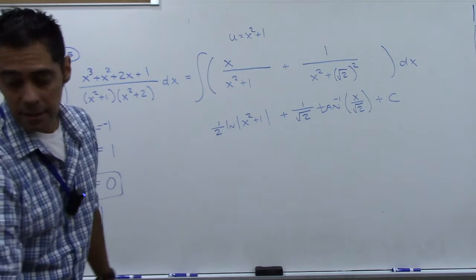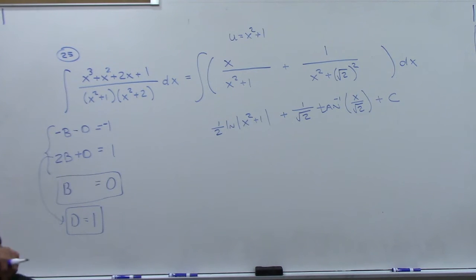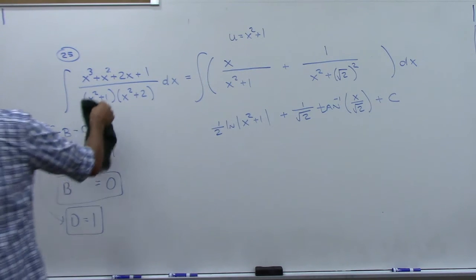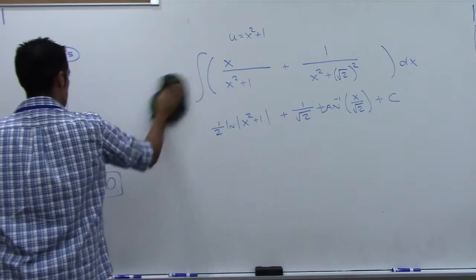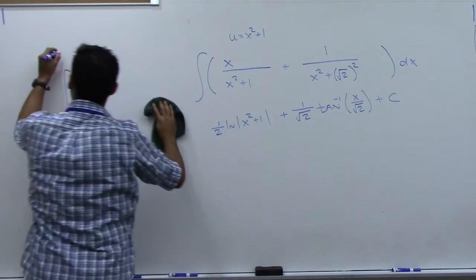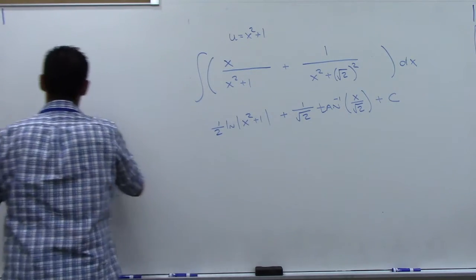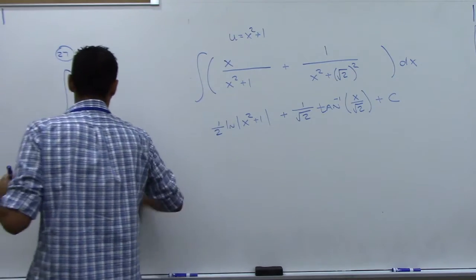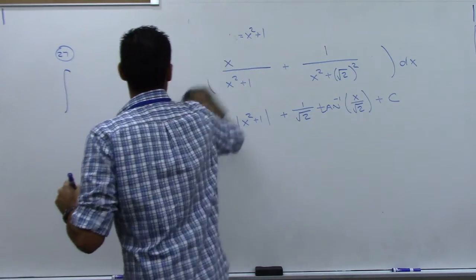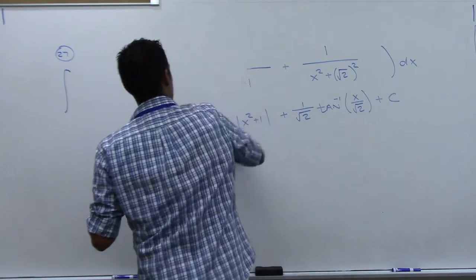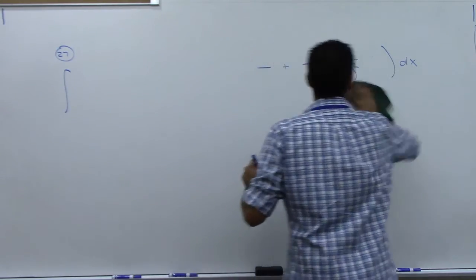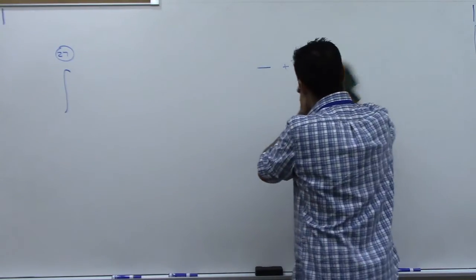Let's see, I've got time maybe for one more. Let's see how bad this one is. 27. Oh, this is a good one. This is a real good one. This is one where we've got to do some magic.